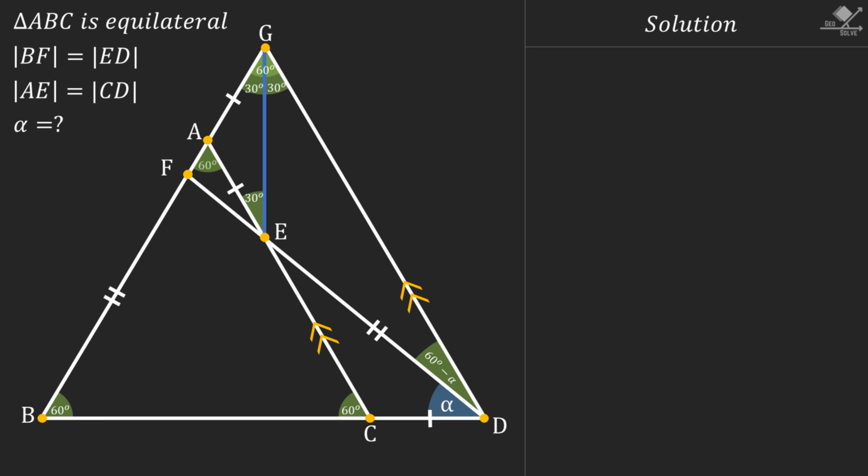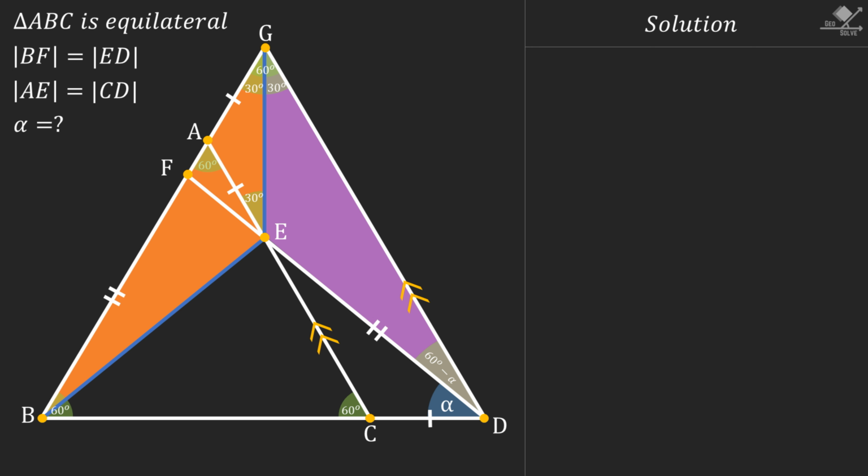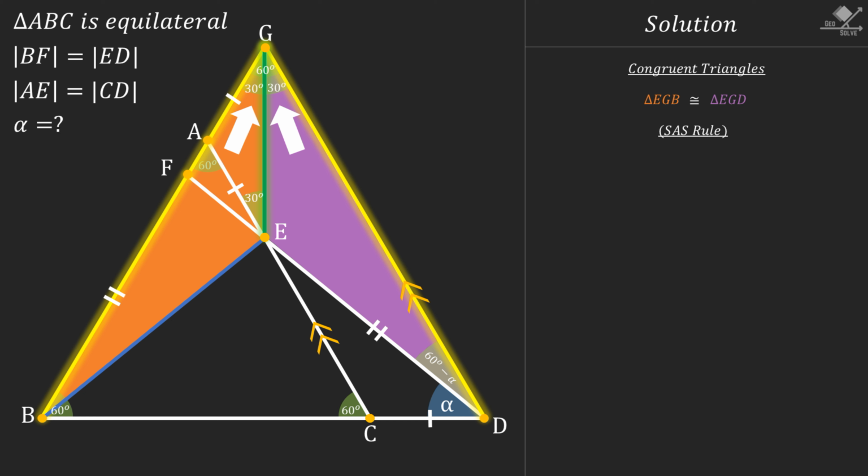To move on, let's connect point B and point E and focus on these two triangles. These two triangles share a common side, which is line segment GE shown in green color. Since the large triangle is equilateral, these two sides of these two triangles are also equal. And also, the angle between these equal sides is equal in both triangles, which is 30 degrees. Therefore, we can conclude that these two triangles are congruent by the side angle side rule. And from here, we can say that the remaining sides of these triangles should also be equal.